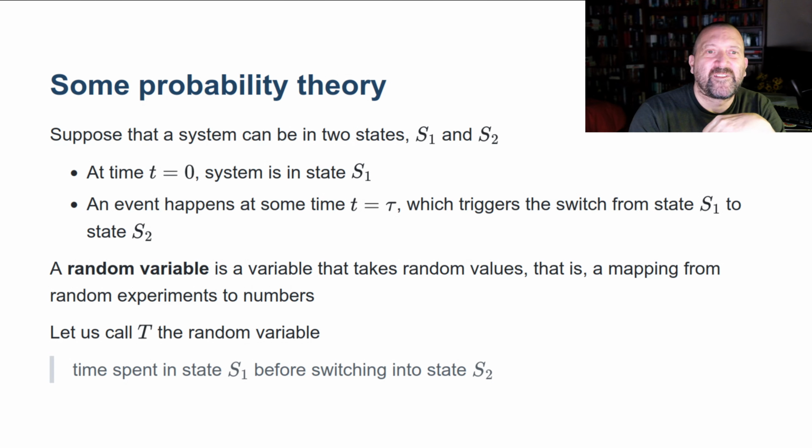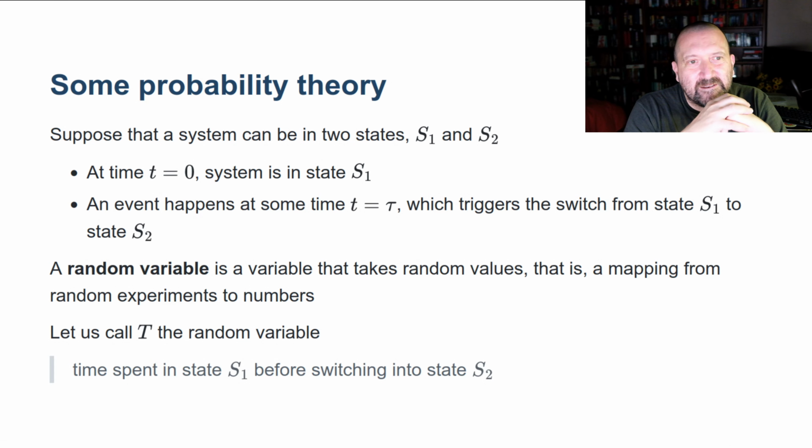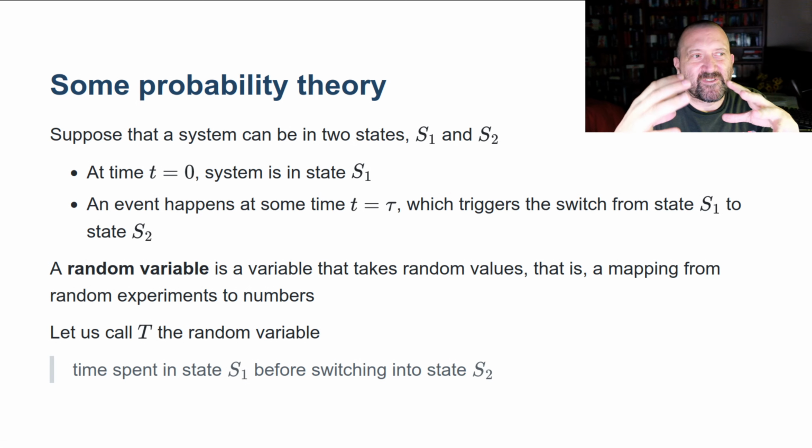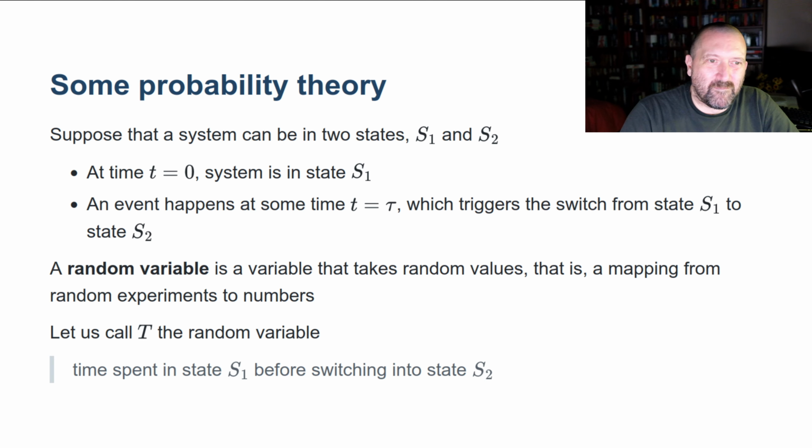So to do this, let me explain a little bit some notions. This is going to be a very brief intro to some probability theory. To start with, I'm going to take a very simple theoretical model. I'm going to assume that there is a system that I'm observing, and that system can be in one of two states, S1 or S2.